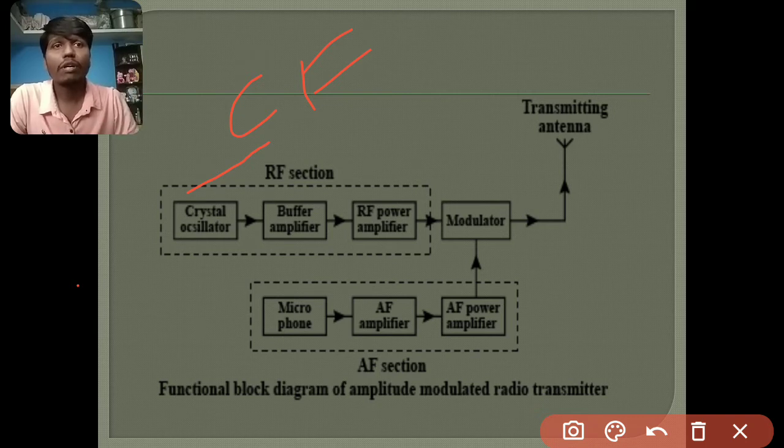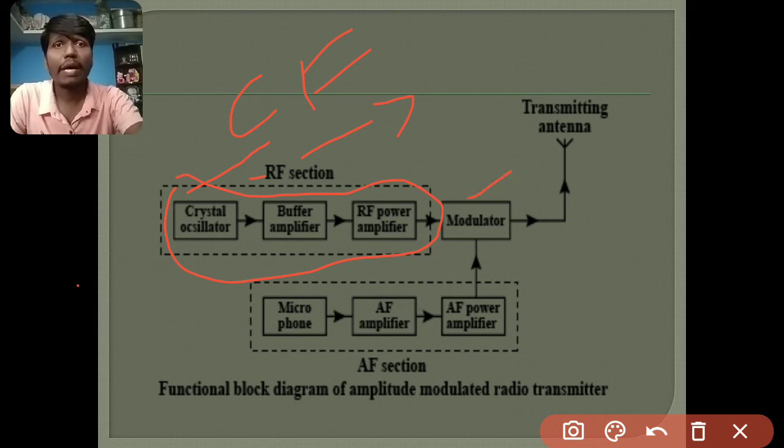The crystal frequency is a maximum frequency oscillation, a process which goes to the buffer amplifier, and the buffer amplifier goes to the RF power amplifier, radio frequency, where the amplification process is high. This section is known as the RF section, defined as the maximum power or maximum amplitude which travels to the modulator.